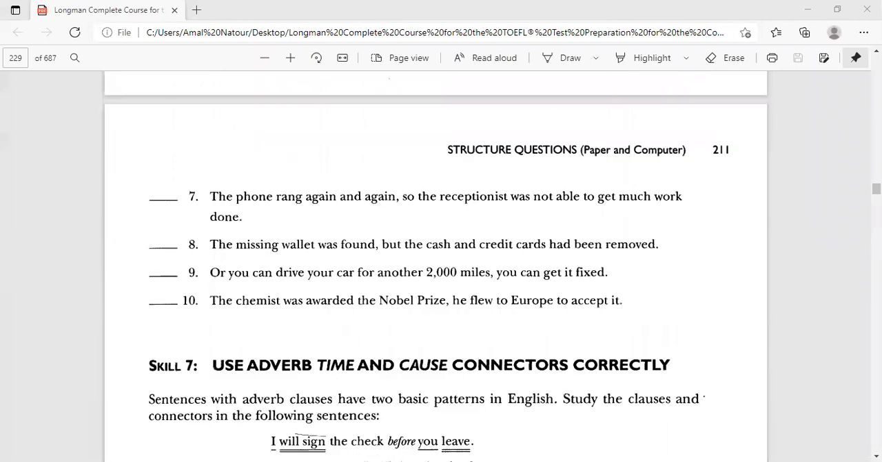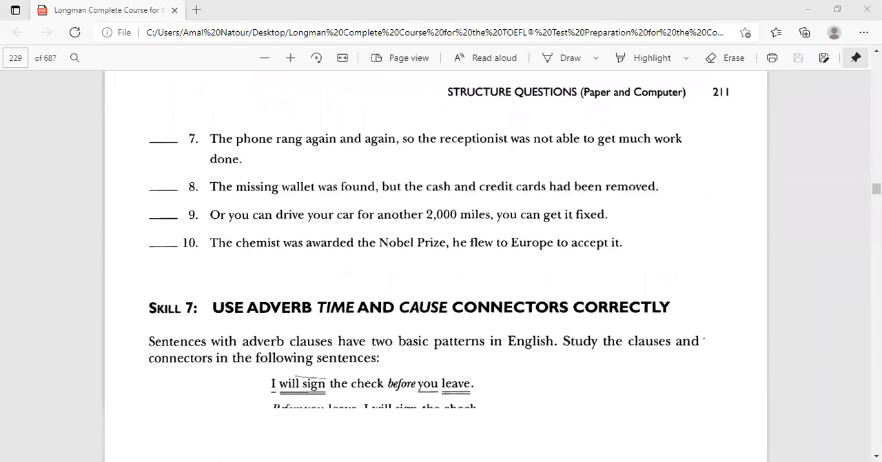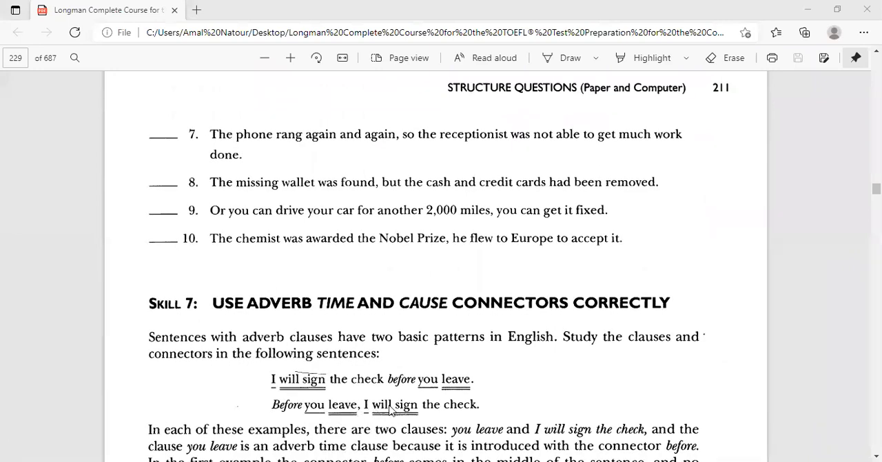The first one: I will sign the check before you leave. And: before you leave, I will sign the check. Here, where is the subject in the first sentence? The subject is I and the verb is will sign, subject and verb. And there is another subject and another verb, you leave. Then we have two clauses.